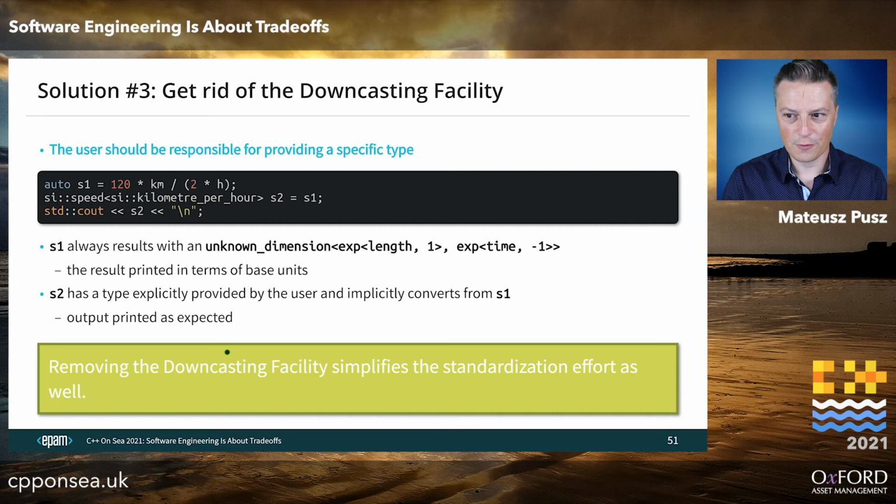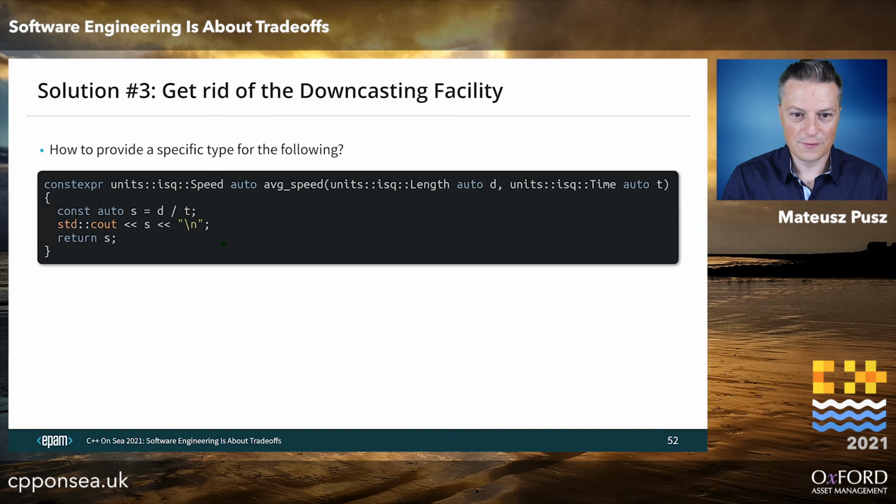And getting rid of the downcasting facility simplifies the standardization effort as well. But in such a case, this function will not be possible, the one that we analyzed. It will never print the correct solution because we will not know what the type of S should be.